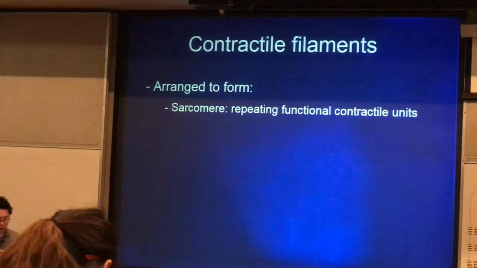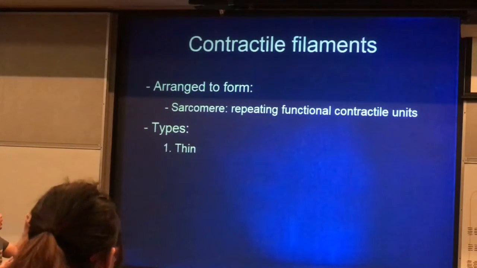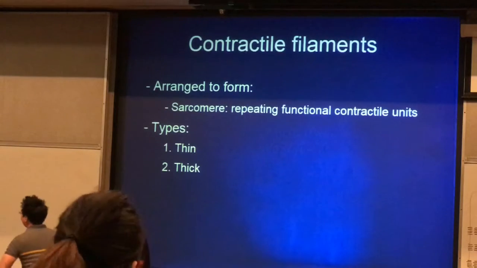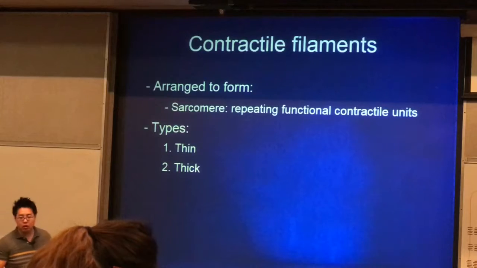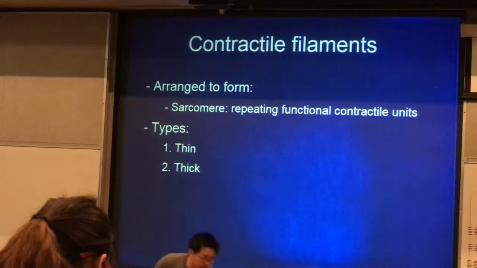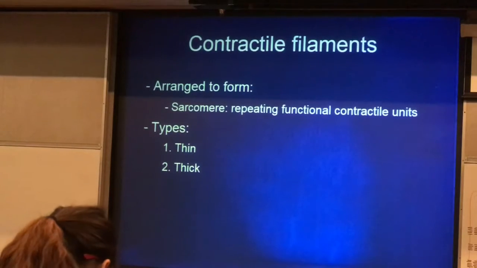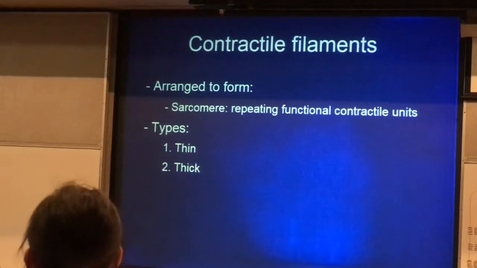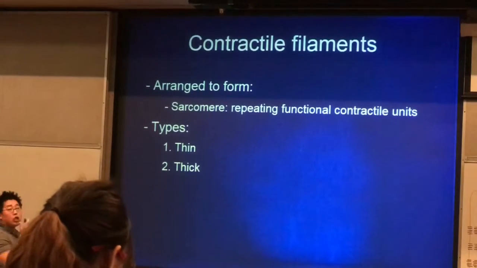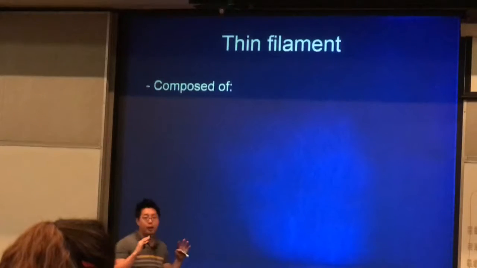Okay. So there are two major types of contractile filaments. We had said there's your thin filament and your thick filament. We're going to go ahead and start with the thin filament first, and we'll probably be able to go through that today. So let's go ahead and open up your thin filament. So this is your thin, which I'm going to go ahead and draw in black. So your thin filament is going to be composed of three different proteins.